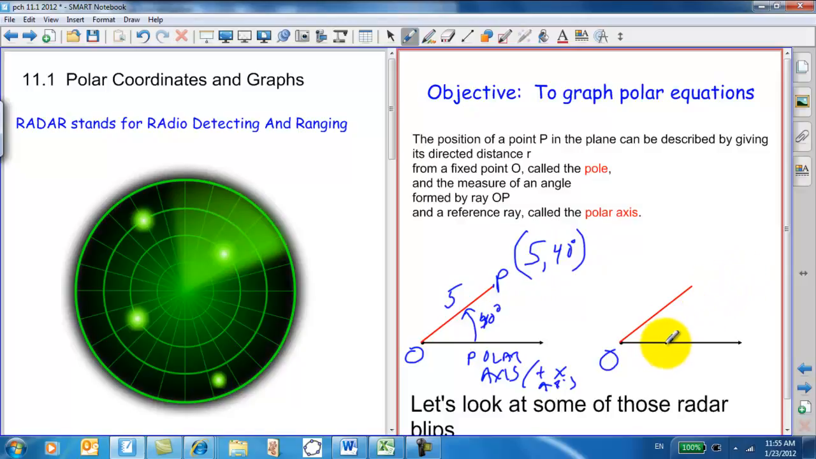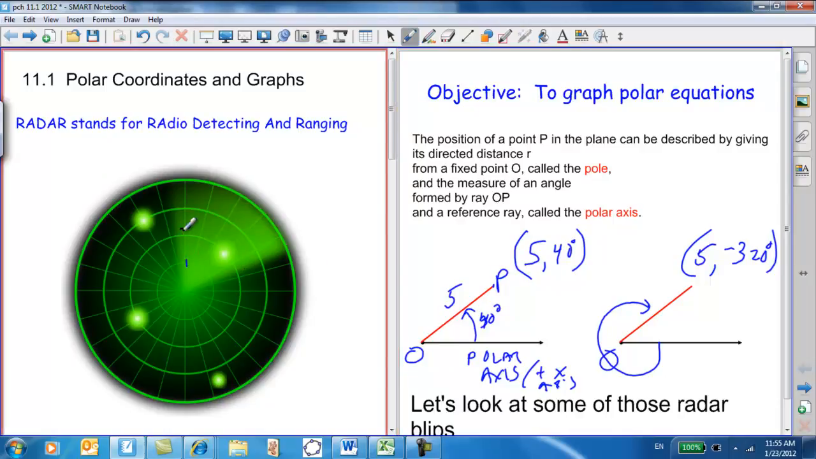Now we could also label it this way. We could go all the way around this way. So we could say it's 5 at an angle of negative 320 degrees, backing up like that. And notice how these all ended up on this example polar graph paper here on the screen. And let's label these 1, 2, 3, 4. So this ends up being 1, 2, at an angle of, it looks like this is 0 degrees.